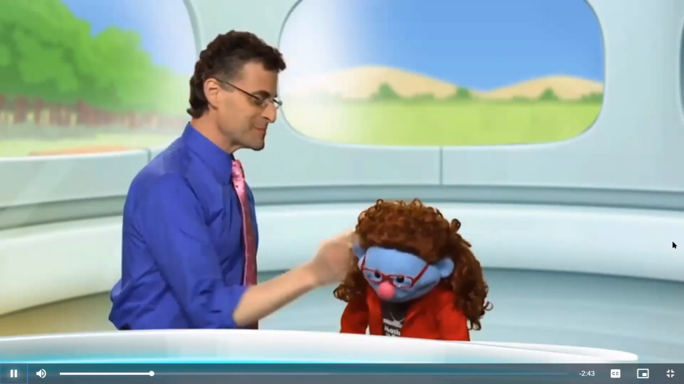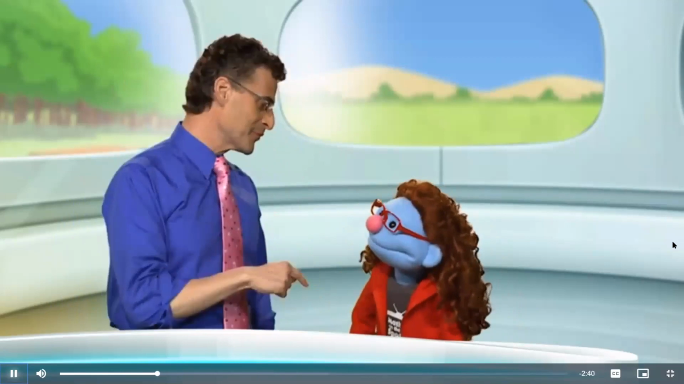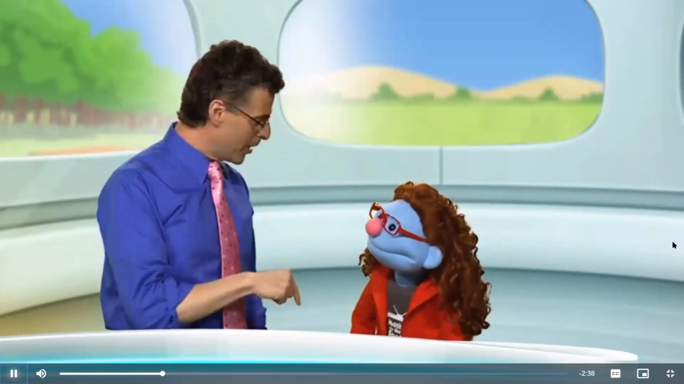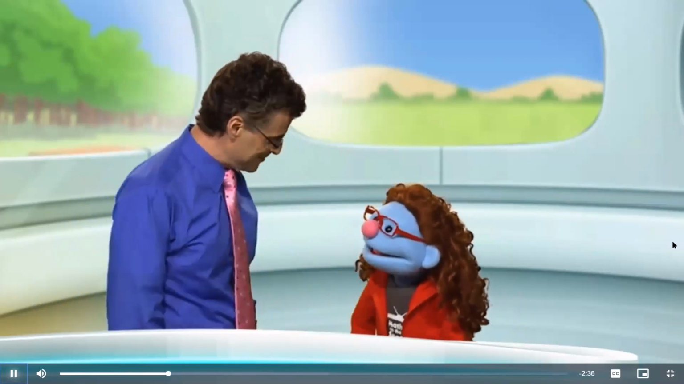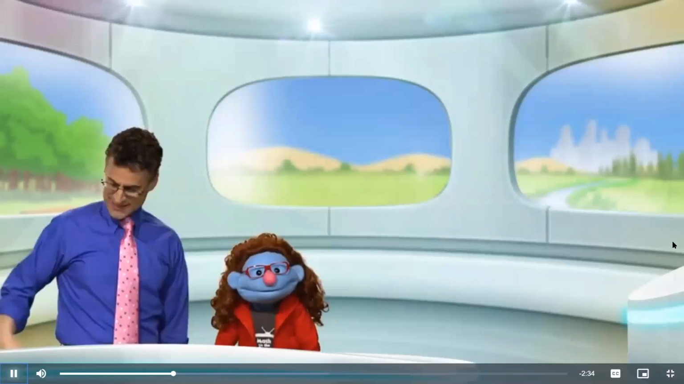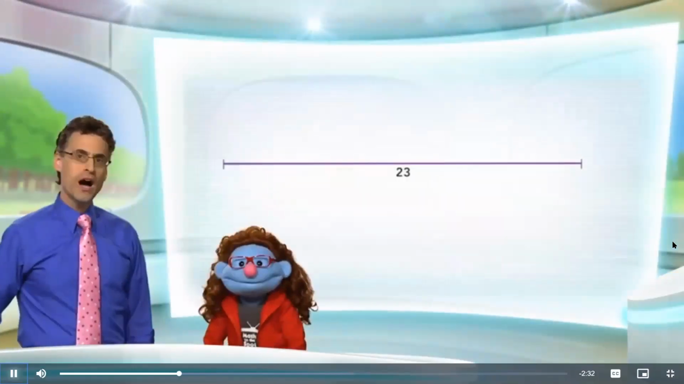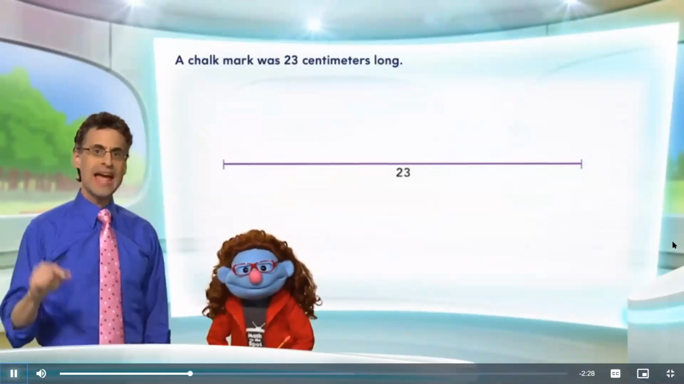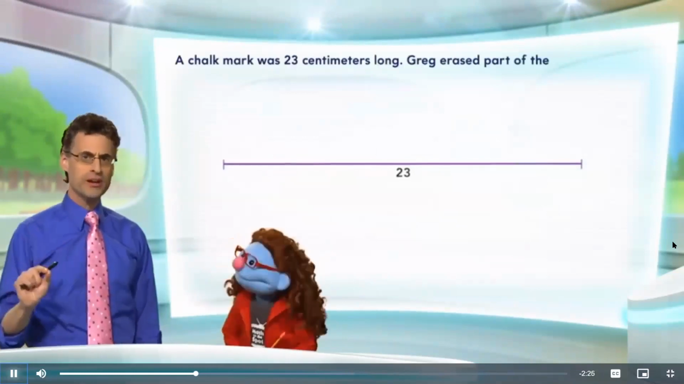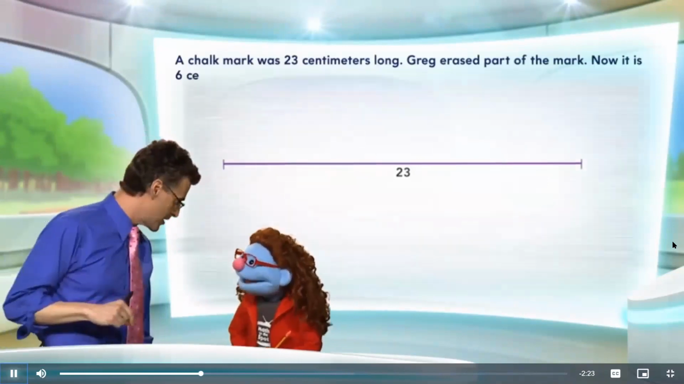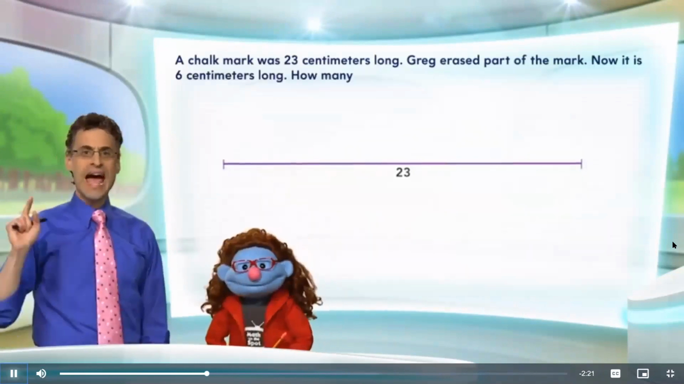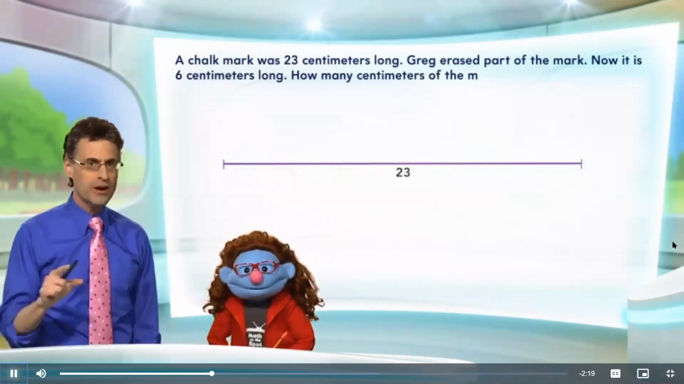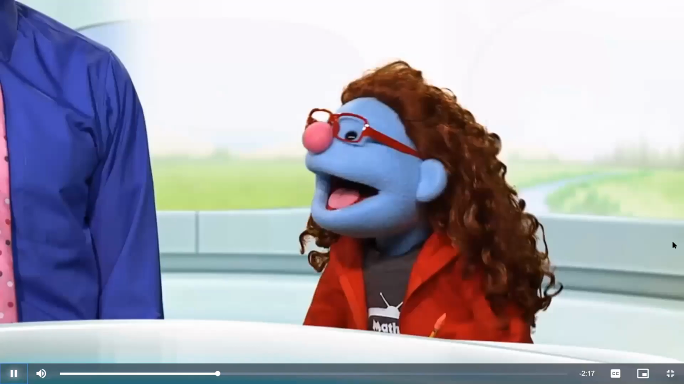You know, speaking of erasers, that actually reminds me of a math riddle where, in fact, Mark erased something. Do you want to take a look at it? I do. All right, let's have a look and see for ourselves. So, a chalk mark was 23 centimeters long, and Greg erased part of the mark, and now it's 6 centimeters long. Oh. Now, here's the question. How many centimeters of the mark did Greg erase? Oh, let's figure it out.